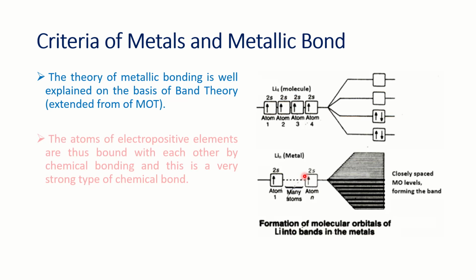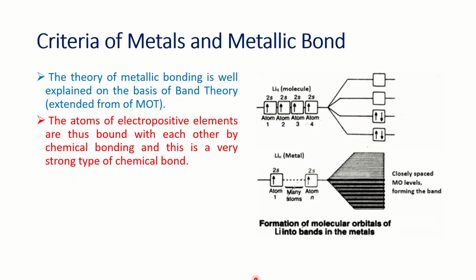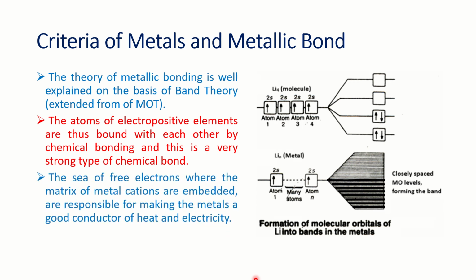Simple. So the atoms of electropositive elements are thus bound with each other by chemical bonding, and this is a very strong type of chemical bond. The sea of free electrons, where the matrix of metal cations are embedded, are responsible for making the metals a good conductor of heat and electricity. Okay.